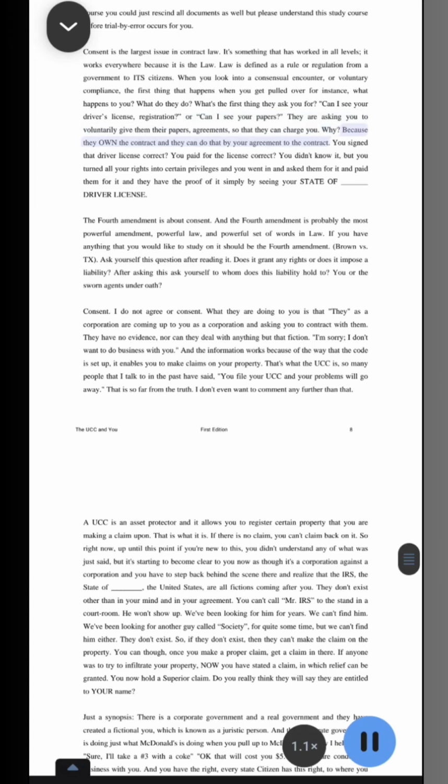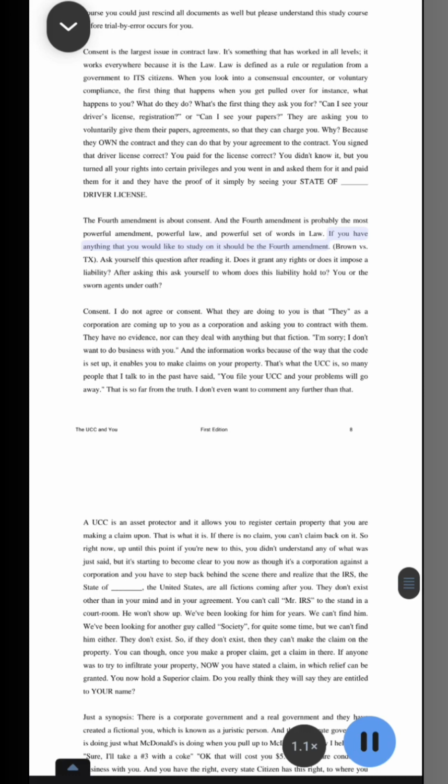Why? Because they own the contract, and they can do that by your agreement to the contract. You signed that driver license, correct? You paid for the license, correct? You didn't know it, but you turned all your rights into certain privileges, and you went in and asked them for it and paid them for it, and they have the proof of it simply by seeing your state of blank driver license. The Fourth Amendment is about consent. And the Fourth Amendment is probably the most powerful amendment, powerful law, and powerful set of words in law.